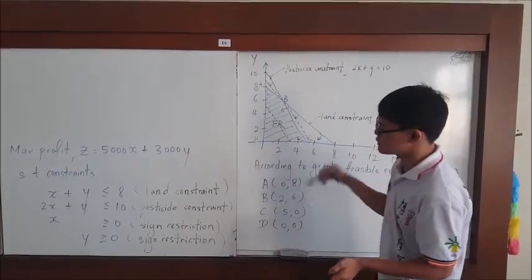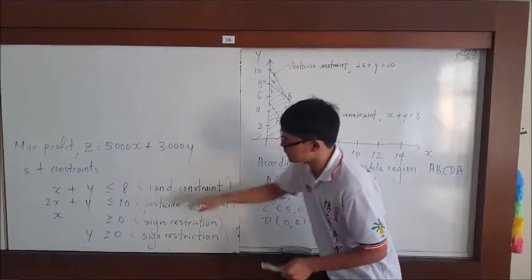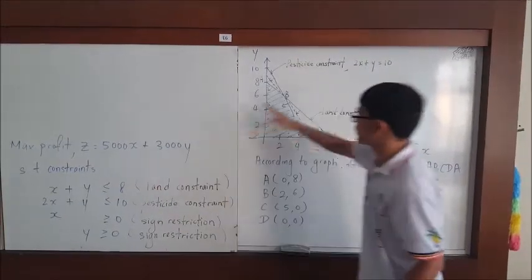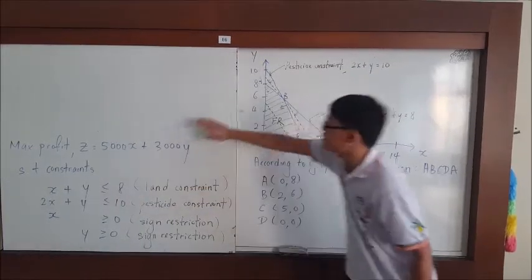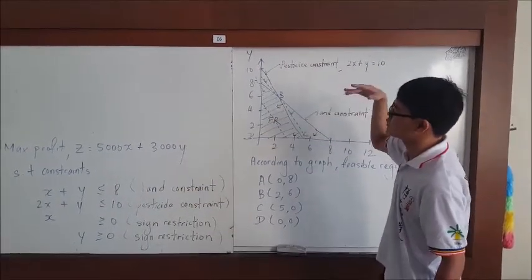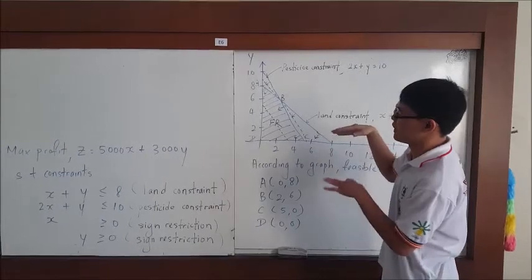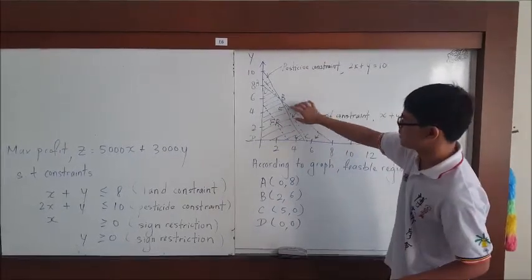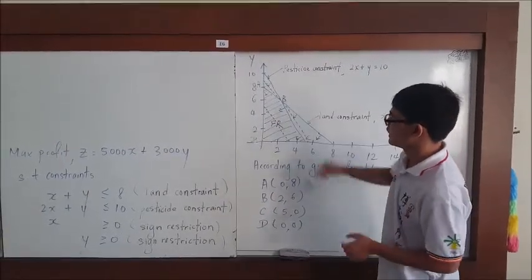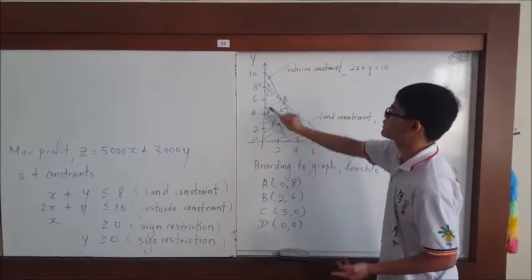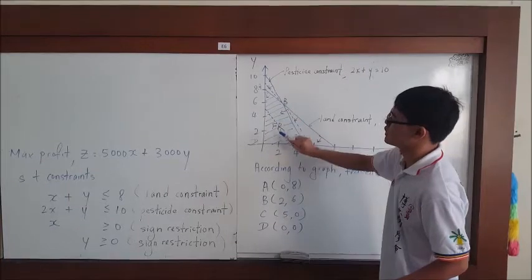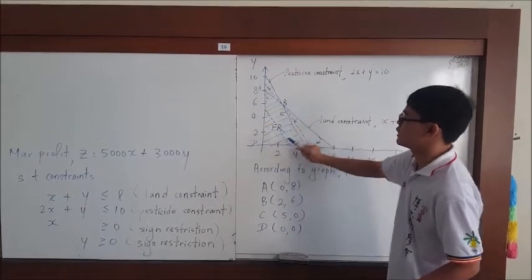Since the constraints demand less than or equal to, from this we know that the feasible region is located below these two lines. So here, the only region that fulfills this condition is this region which is shaded here. So this one is the feasible region.